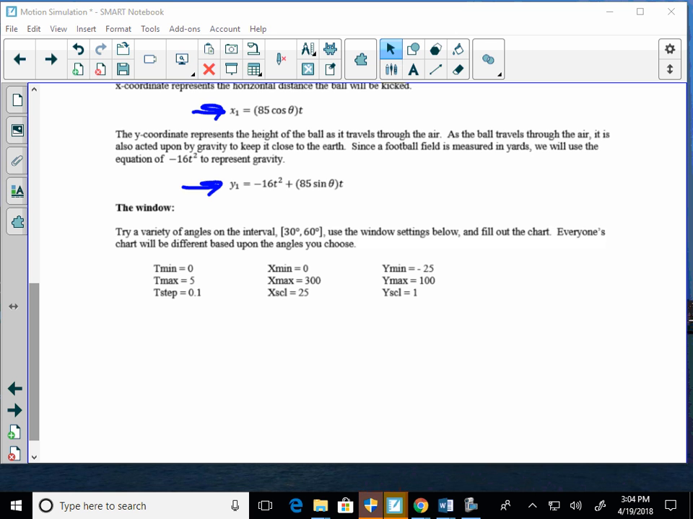Are we okay with that? You see how that works? The distance on 30 degrees was about, what was it, 190? 194 or something? Like 191.39. Okay, next problem.